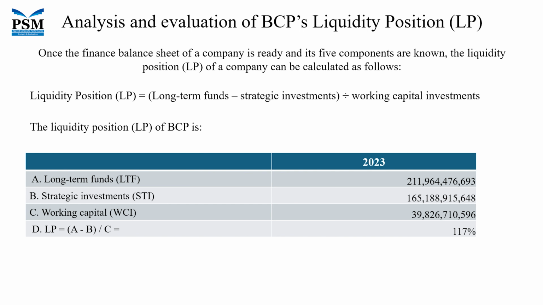So we divide, and we get a liquidity position of 117%, meaning working capital is 100% financed with long-term funds. So the liquidity position is good in the sense that they have time to sell the inventory, raise cash, and repay the debt. 100% of the working capital is funded with long-term funds. That indicates the company's liquidity position is good.